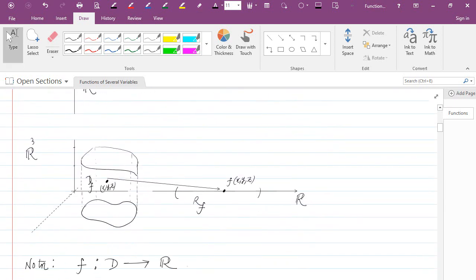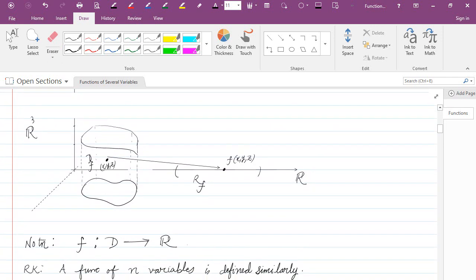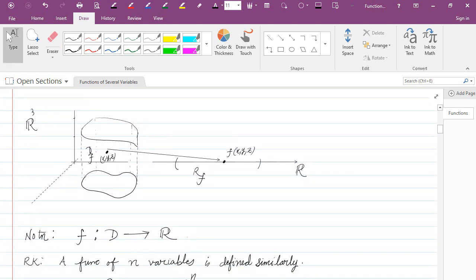If I have a function of three variables, then the domain would be a subset of R3, and the range here is a subset of the set of real numbers. So here the function assigns to each point in its domain exactly one real number, so the value of f at xyz is denoted by f of xyz.